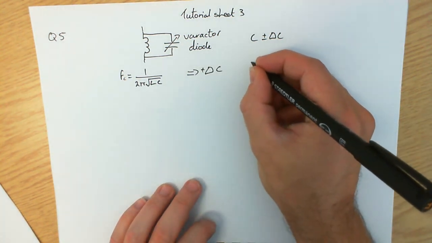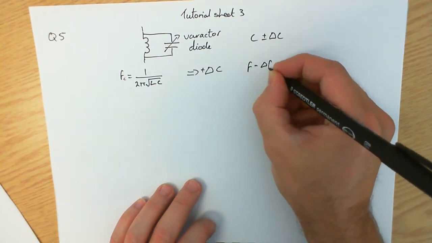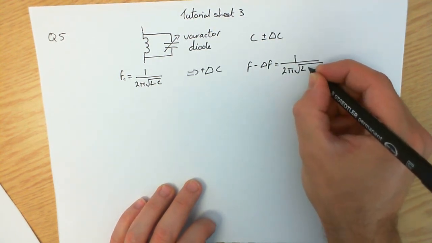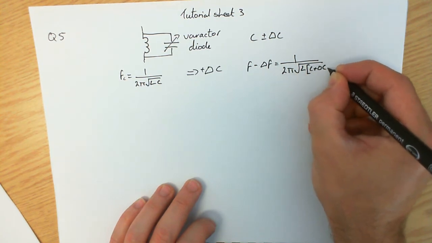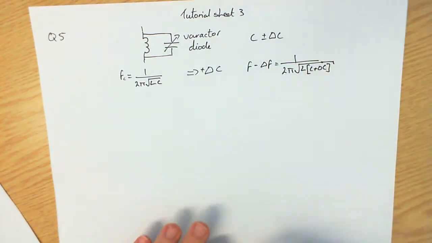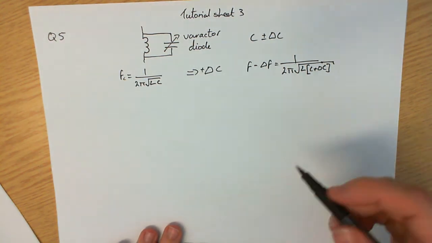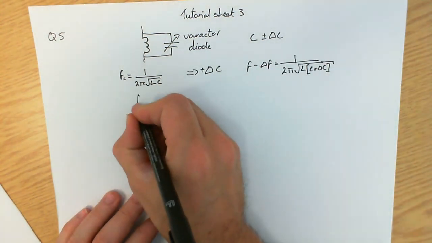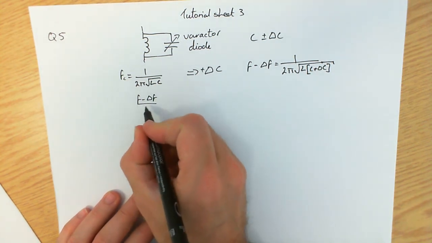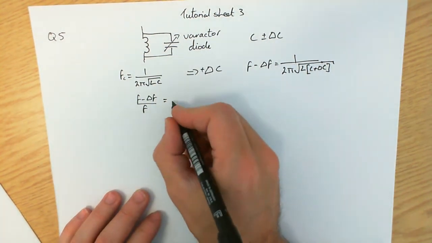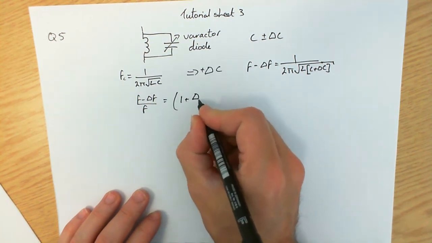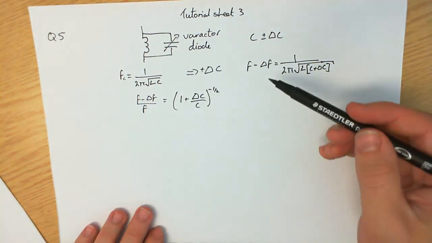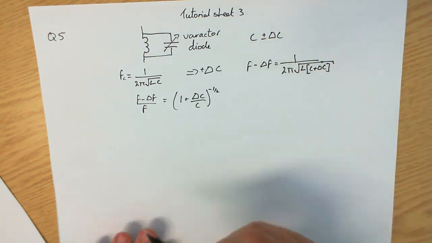So now we're going to have a second situation where we're going to have F minus delta F equal to 1 over 2 pi square root of L into C plus delta C. And what we can do is we can take these two equations and divide one by the other to give us something that looks like F minus delta F over F is equal to 1 plus delta C over C to the power minus a half, just by rearranging and dividing these two equations.